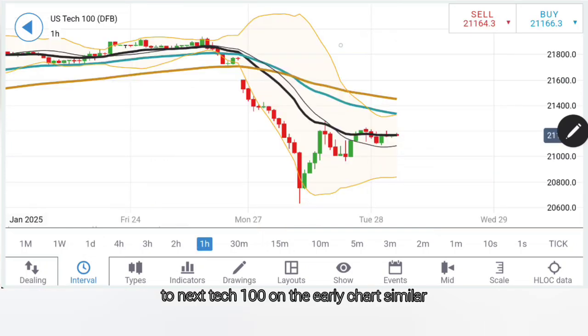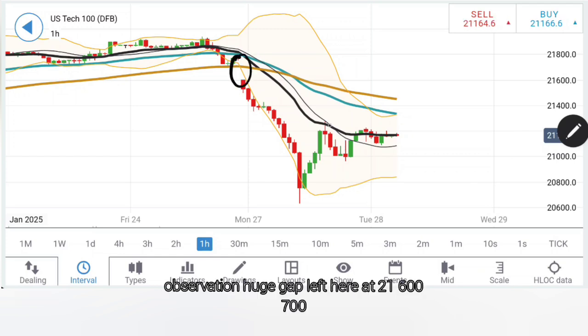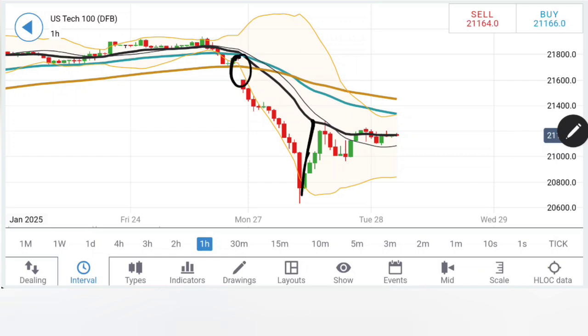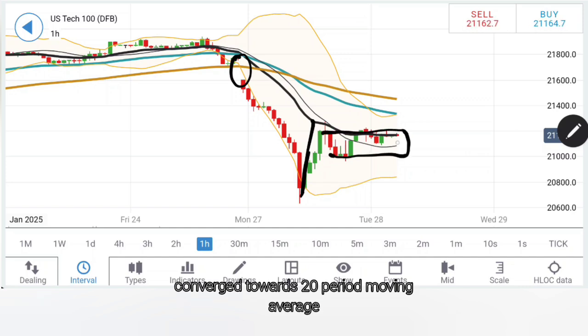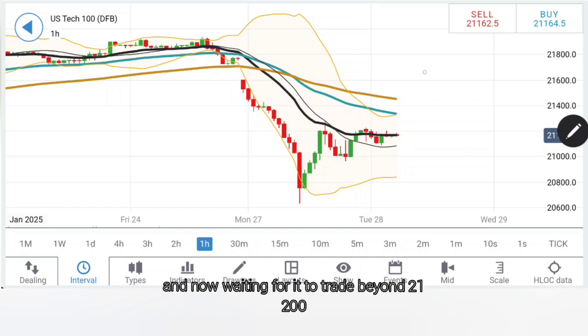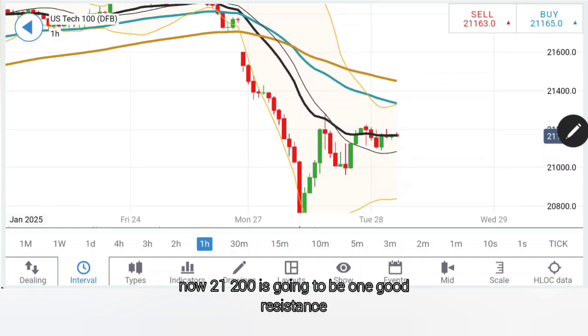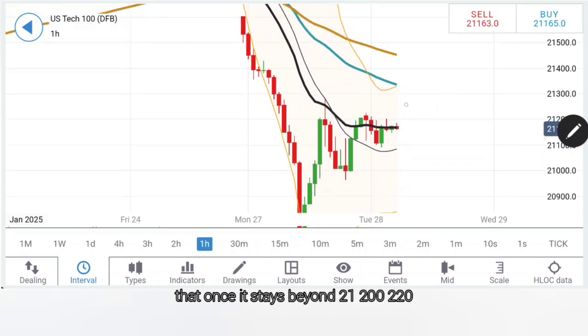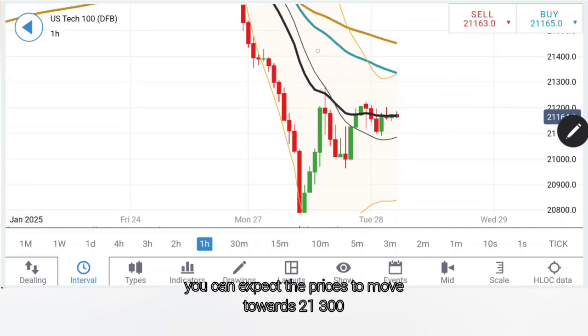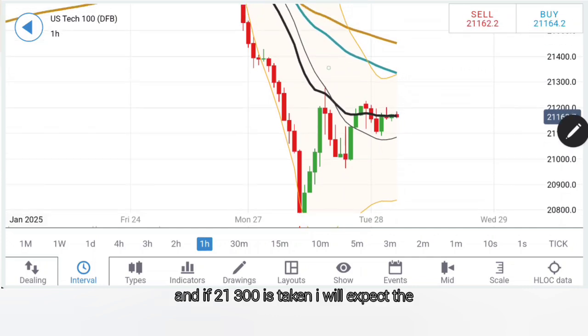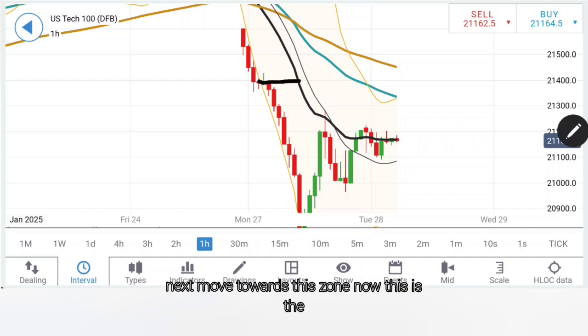Let's move to Nasdaq. Tech 100 on the hourly chart, similar observation. Huge gap left here at 21,600, 700. After this sharper correction, now it has converged towards the 20 period moving average, and now waiting for it to trade beyond 21,200. Now 21,200 is going to be one good resistance; once it stays beyond 21,200, 220, you can expect the prices to move towards 21,300. And if 21,300 is taken, I will expect the next move towards this zone.